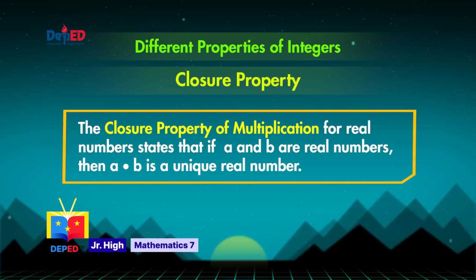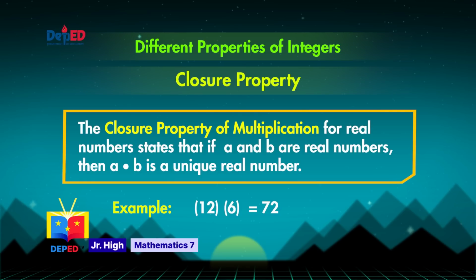The closure property of multiplication for real numbers states that if A and B are real numbers, then A times B is a unique real number. For example, 12 times 6 is equal to 72. 72 is a real number.